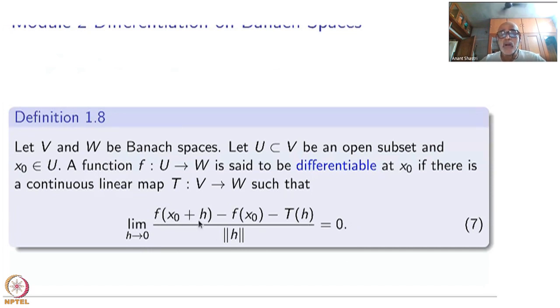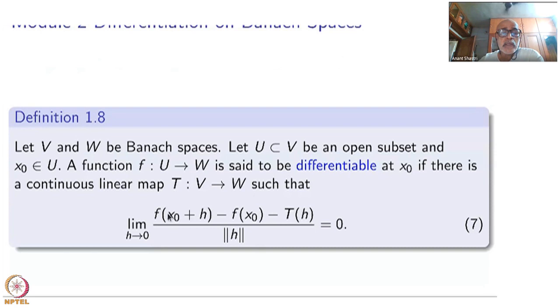It is f of x naught plus h minus f of x naught divided by the norm of h. I can't divide by h, so h is a vector inside this normed linear space V. Therefore, I can't do just this limit, but I have to do it by subtracting T h, where T is a linear map, which is going to be the derivative. And then I can divide by norm h. This limit as h tends to 0, which is the same thing as saying norm h tends to 0, this limit must exist.